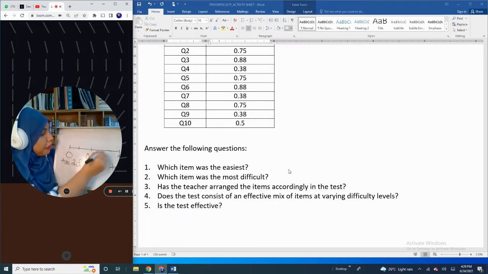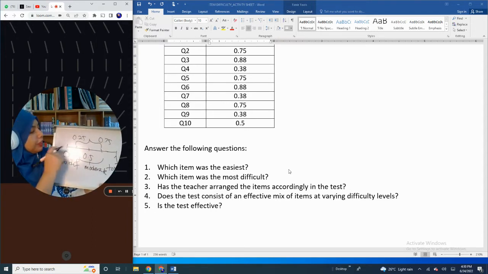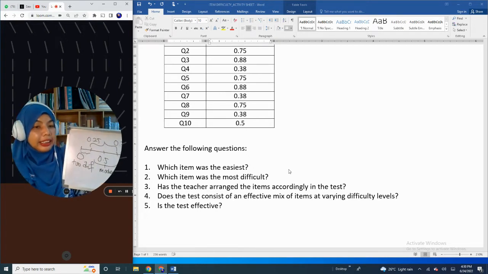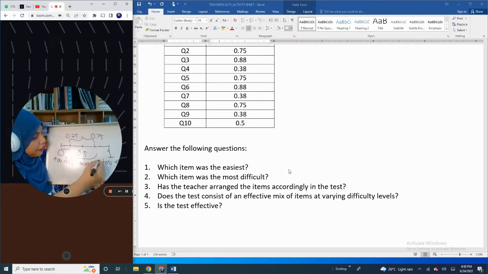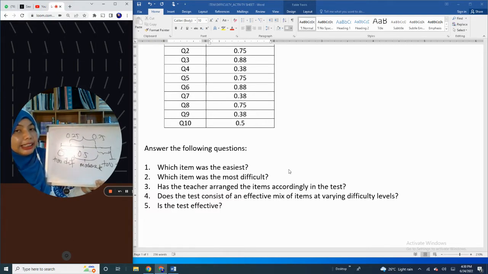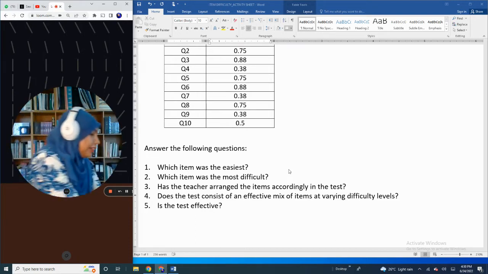All right, so the cutoff point is 0.25 to 0.75 are considered items that are of moderate difficulty level. 0.25 to 0 are items that are considered difficult, and 0.75 to 1 are items that we consider as easy. Now, with that knowledge in mind, let's answer this question.